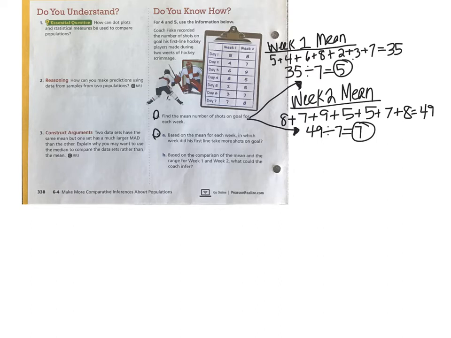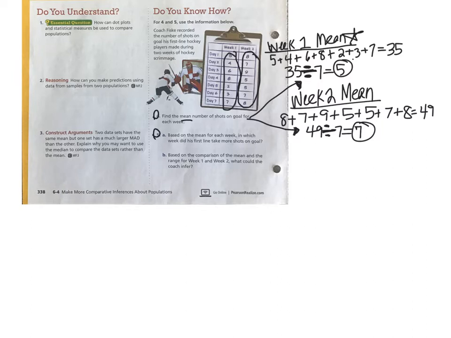To find the mean, remember you have to add up all of those values and divide by 7 because there are 7 pieces of data. And that's what we did right here. So the mean is 35 divided by 7, or 5. For week 2, we're going to do the exact same thing. We're going to add up the week 2 data values, 8, 7, 9, 5, 5, 7, 8, equals 49, and divide that by 7 and get a mean of 7.